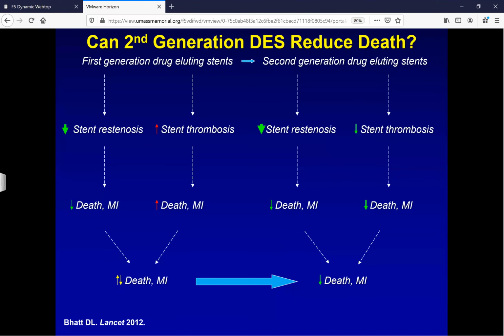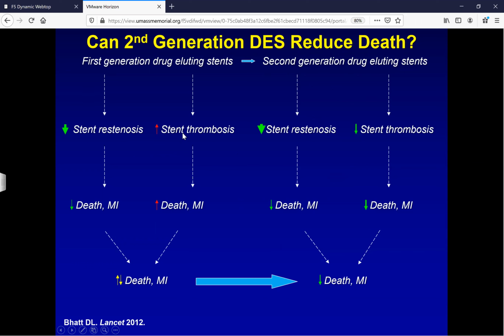Now, people are really scared of stent thrombosis. Stent thrombosis is not that common, especially in the era of the drug-eluting stents that we are using now, which are second-generation drug-eluting stents. As you can see, and this comes on the boards as well, the second-generation drug-eluting stents compared to the bare metal stents have decreased restenosis and decreased stent thrombosis.